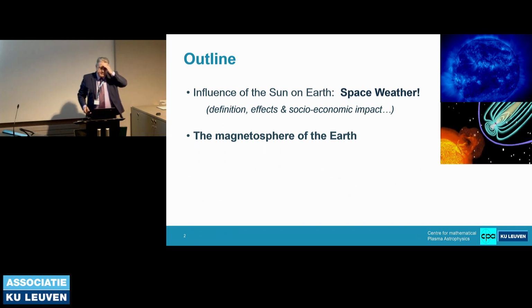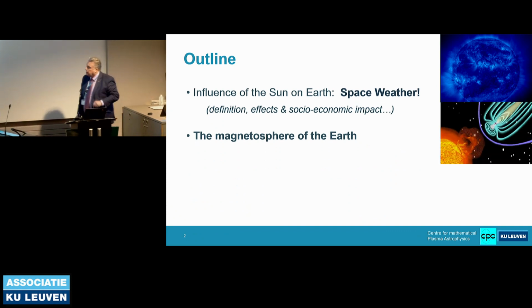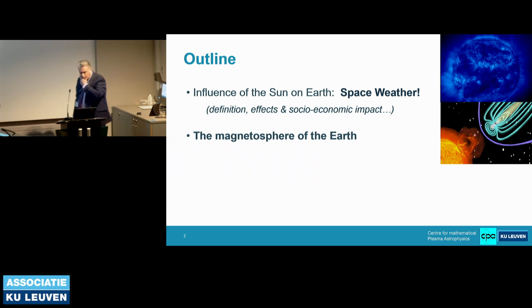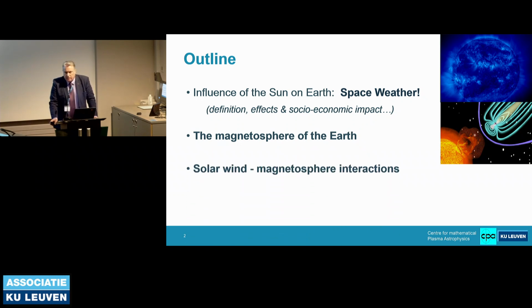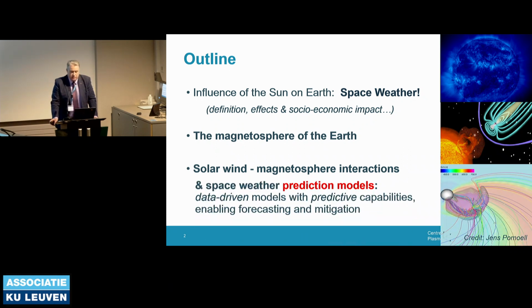Okay, so there will be actually 2.5 parts of this lecture. I will assume you don't know anything about space weather and magnetosphere, so I will not throw a bunch of equations at you. I will try to keep it light, certainly for the first lecture. I will first talk about space weather, what it is and why we want to study it and predict it. Then I will focus on the magnetosphere and the interactions of the solar wind and the magnetosphere, and how we can try to quantify these interactions, model them and predict them.